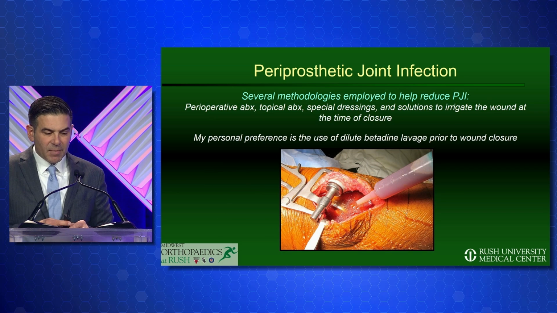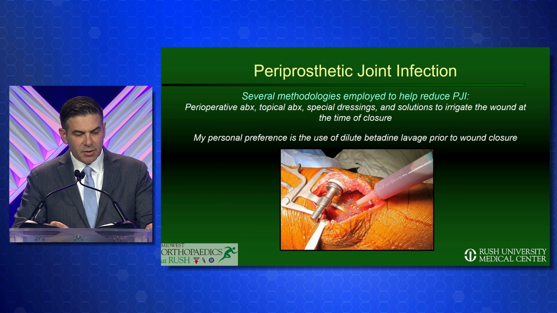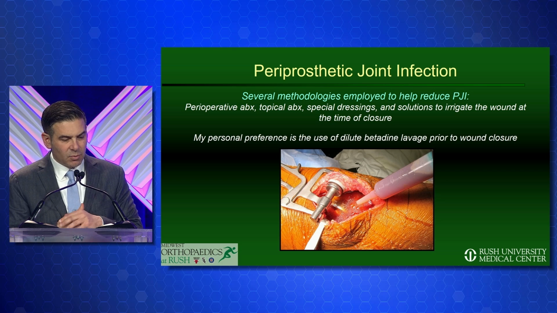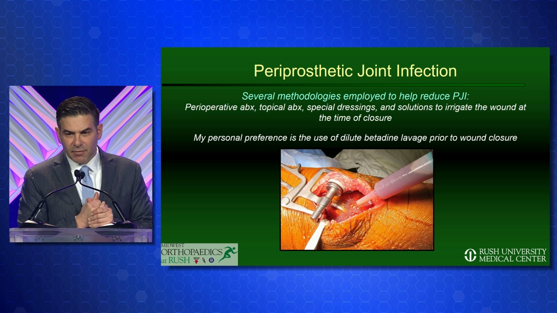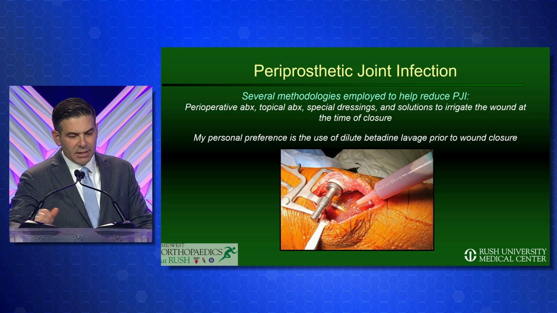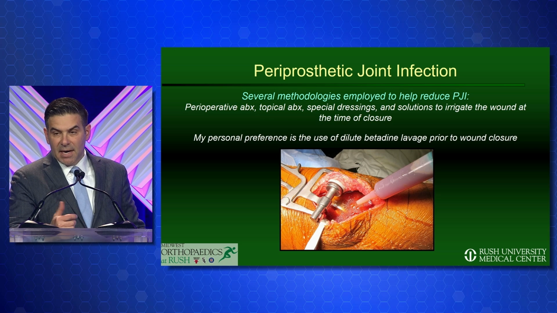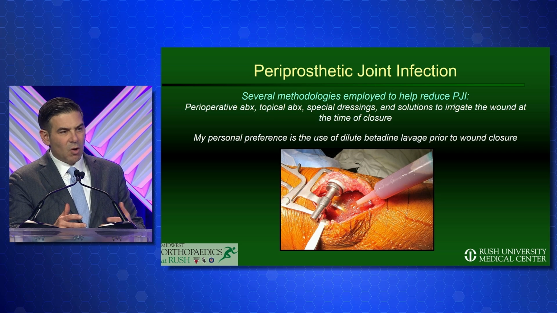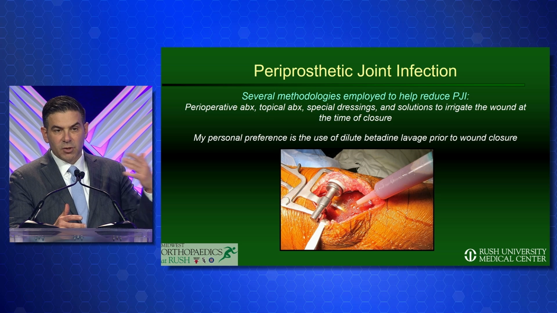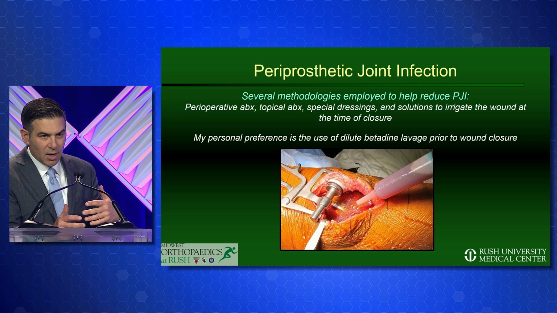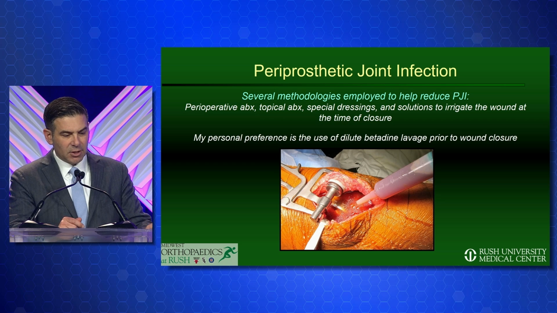So I think there are several methodologies employed to help reduce infection. Perioperative antibiotics, which Brian just talked about. Some have used topical antibiotics, special dressings, and many have employed some type of solution to irrigate the wound at the time of closure. I think the basic concept here is we all accept that there's some bacteria in the wound at the time of closure, but is there something we can do that's effective to reduce the number, to reduce the risk of clinical infection?